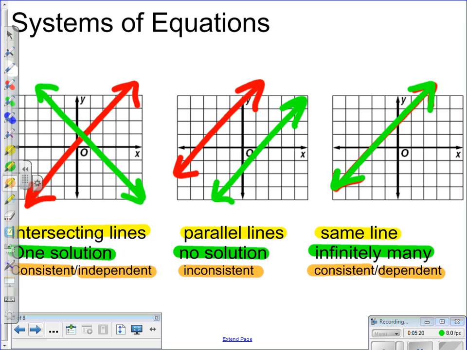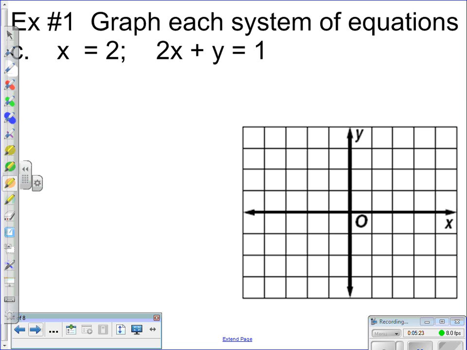Next slide. At this point, you should pause here if you'd like to solve this problem on your own before I start to solve it and show you. All right, the first one, x equals 2. This is a vertical line, so go to x equals 2. Draw a vertical line. That's different from the y equals in the previous slide, which was a horizontal line.